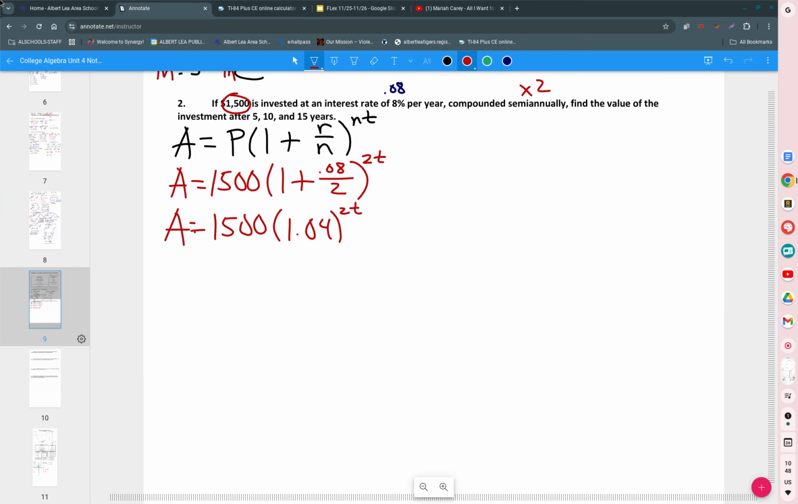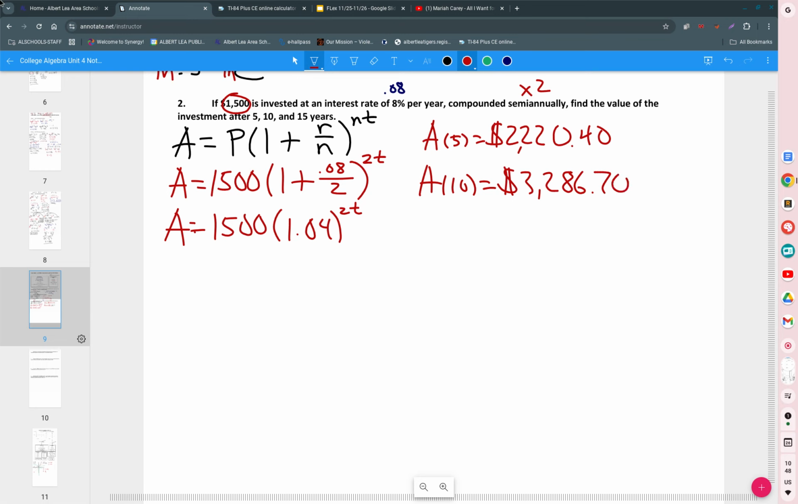So if you guys could go ahead and help me out here, the amount after 5 years is equal to $2,220 and how many cents? 40 cents. Indeed. The amount after 10 years is $3,200.86.70, and the amount after 15 years is $4,865.10.